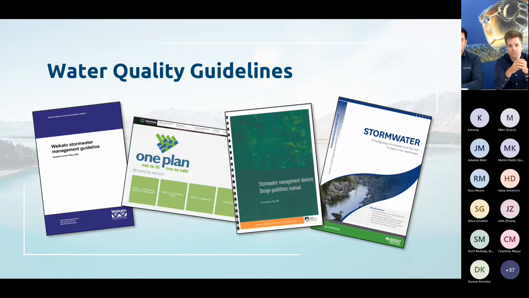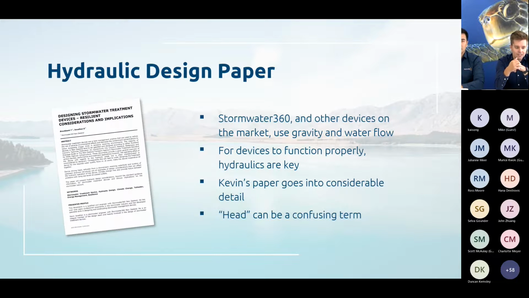So it's really important that, in addition to the guidelines that are given, we consider the impact of the treatment device on the hydraulic nature of the network. Back in 2016, for the Stormwater Conference in Nelson, Kevin here wrote a paper on designing stormwater treatment devices, resilient considerations and implications. And this goes into quite a lot of depth when you're looking at the different characteristics.